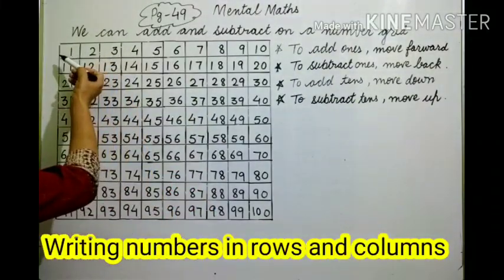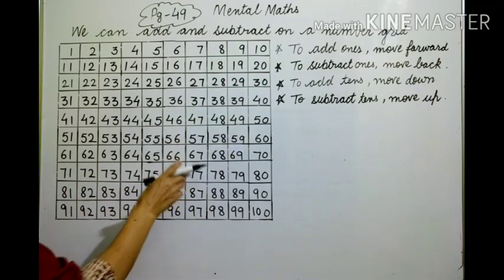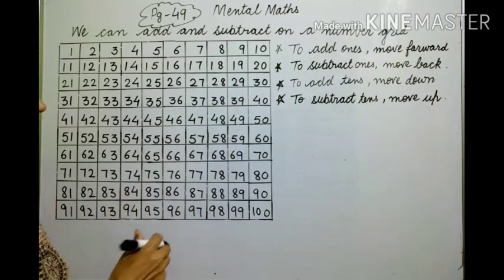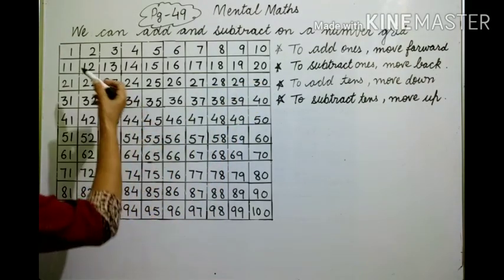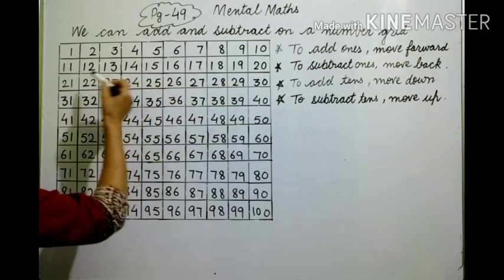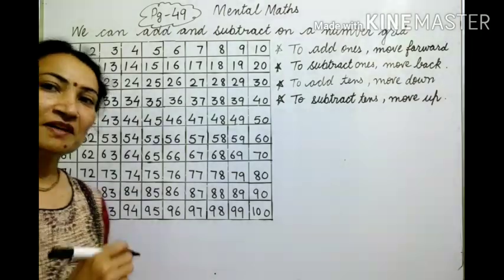Writing numbers in rows and columns in tabular form is called number grid. Again, I am telling, writing numbers in rows and columns in tabular form is called number grid.